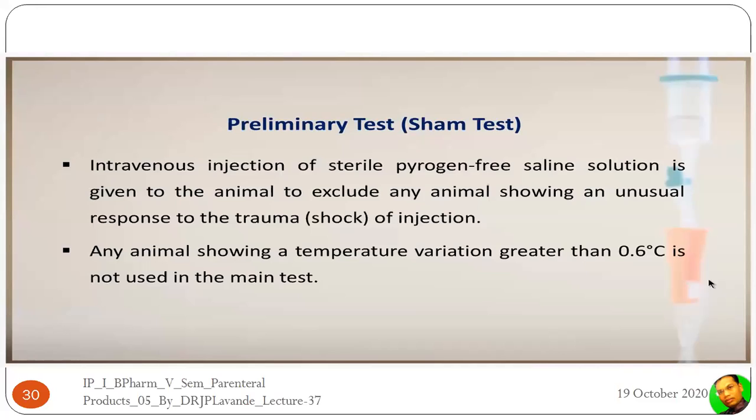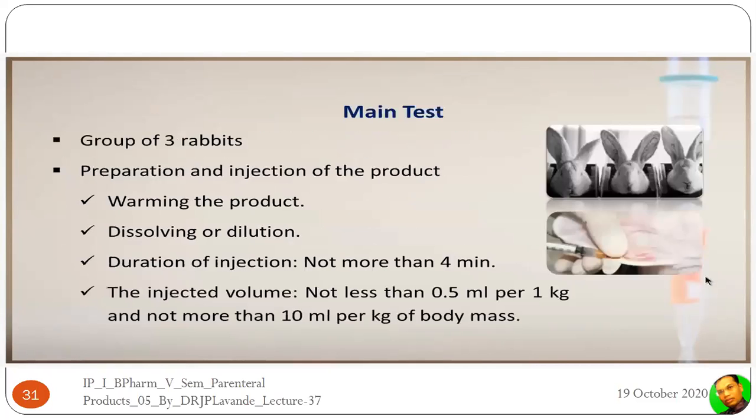Just to ensure that there is no shock and no trauma induced in the rabbits as a result of injection, and there is no unusual rise in body temperature by more than 0.6 degrees Celsius. Now such rabbits are going to be used. Generally, 3 rabbits are selected.